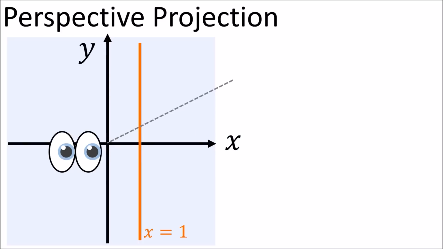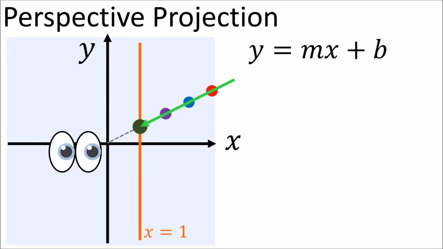With perspective projection, all the points on this diagonal line through the origin will be projected to this same specific point on our screen. We normally write the equation of a line as y equals mx plus b, where m is the slope and b is the y-intercept. However, since our projection lines go through the origin, we have b equals 0.